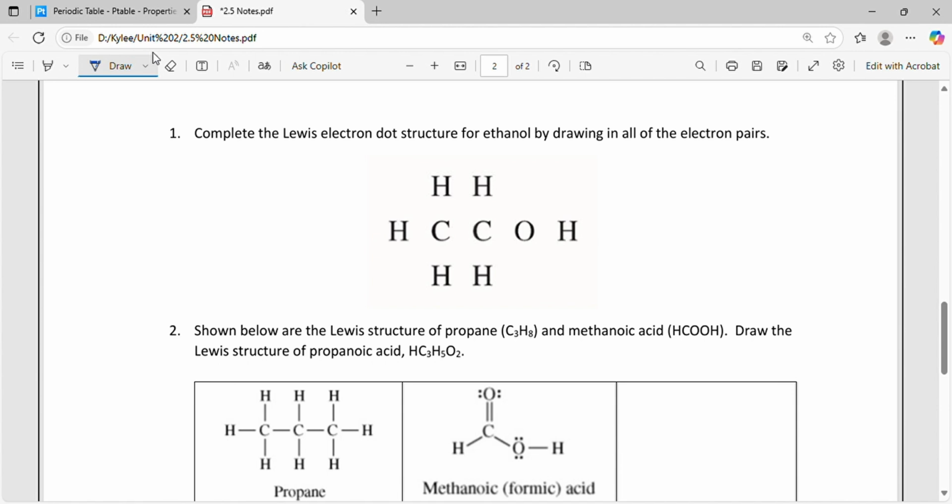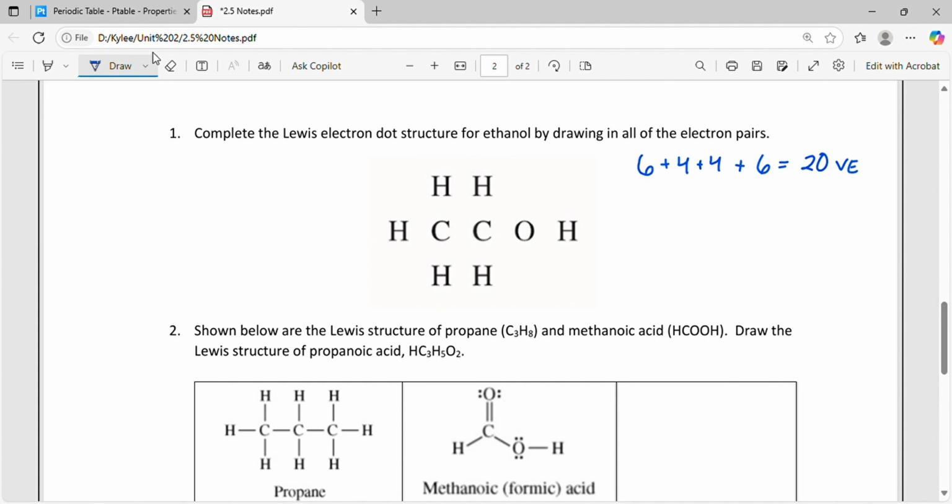So step 1 is to add up our valence electrons. Each hydrogen gives me 1 valence electron. And since there's 6 hydrogens, that gives me 6. I have 2 carbons, and each of those give me 4 valence electrons. And then I have 1 oxygen that gives me 6. So total, I have 6 and 6 is 12, and then 8. So I have 20 valence electrons to make this happen.